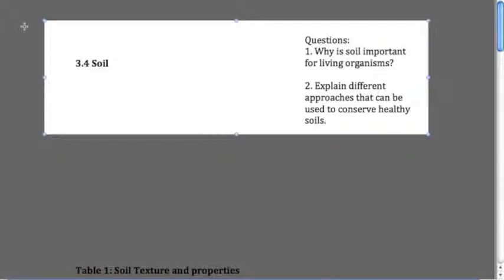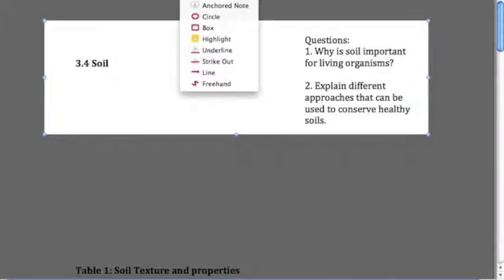Welcome back. Today we're talking about the concept of soil and a lot of the things that are involved with soils and soil systems. Two questions you should be focusing on while we listen today. Why is soil important for living organisms? And secondly, explain different approaches that can be used to conserve healthy soils.